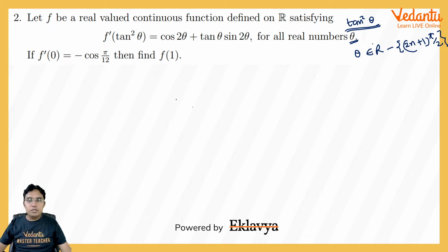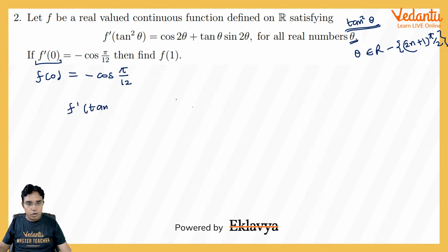So I find a small correction, or small modification, in the language of the question should have been made. One more correction: phi dash 0 should not have been there. It should have been phi 0 is equal to minus cos pi by 12. Now first let us solve for f dash tan square theta. So what we are getting here, f dash tan square theta would be, we can write cos 2 theta as 1 minus 2 sine square theta.